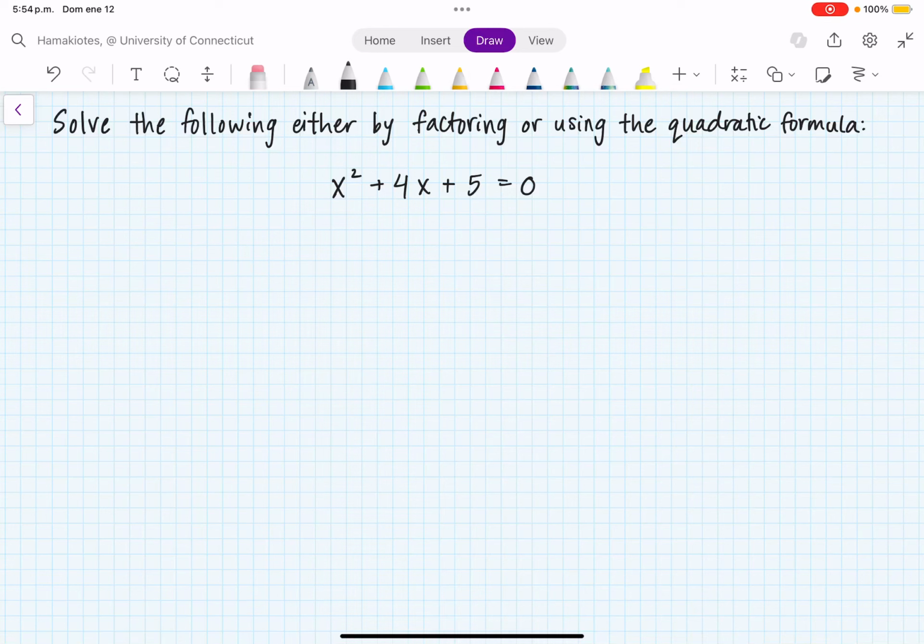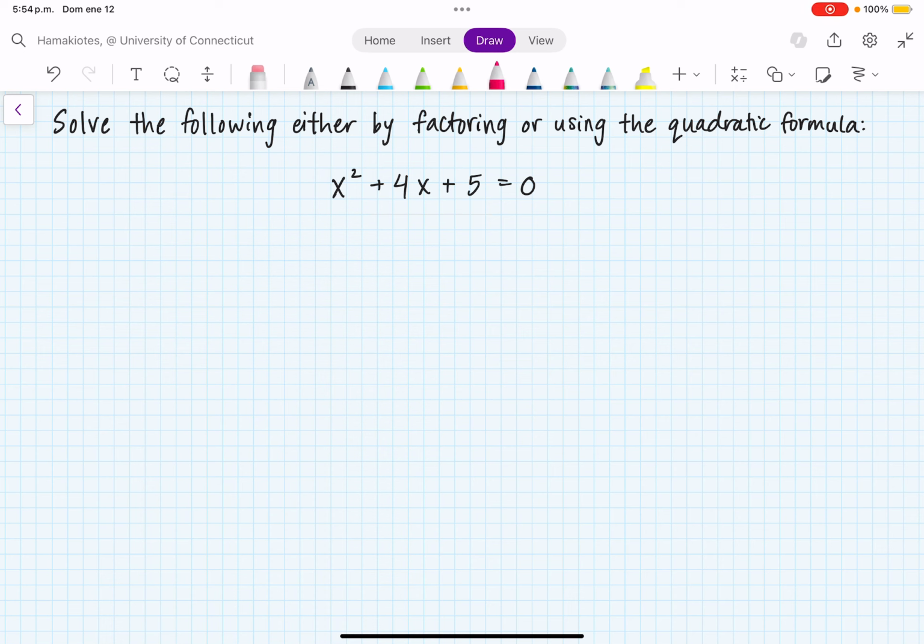In this video, we are going to solve the following quadratic equation either by factoring or using the quadratic formula. So here we have x squared plus 4x plus 5 equals 0. If we want to factor this, we need to find two numbers that multiply to 5 and add to 4. So the factors of 5 are 1 times 5, and that's it. And 1 plus 5 is 6, which is not 4, so we're going to need to use the quadratic formula.